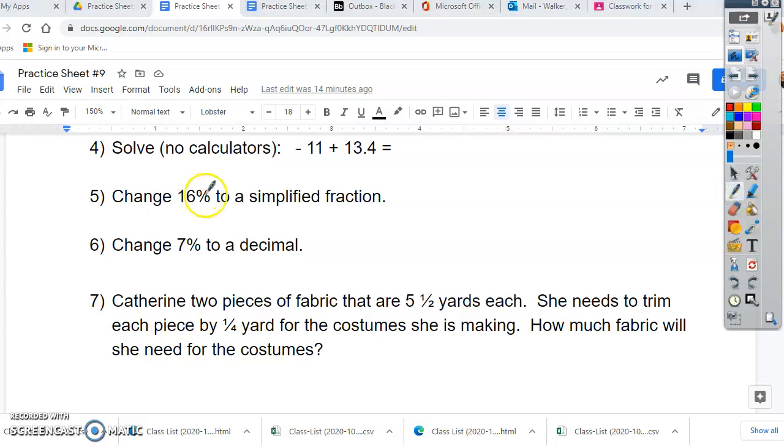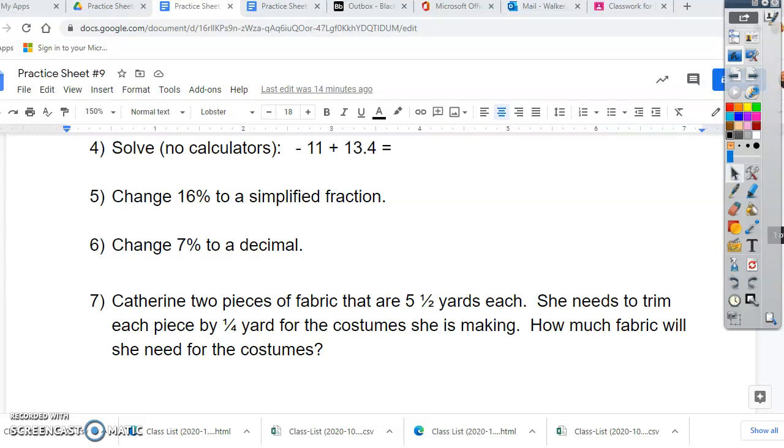Remember, 0, 0. You put it over 100 if you're listening. If you're not listening, you won't have that. 16 over 100 and then simplify. Remember on number 6, whenever we have 0, 0, think of it as like 7 over 100. We have to move it 1, 2. Okay?